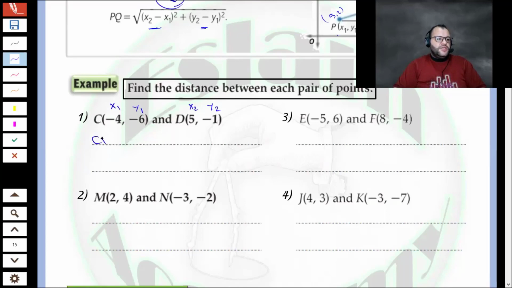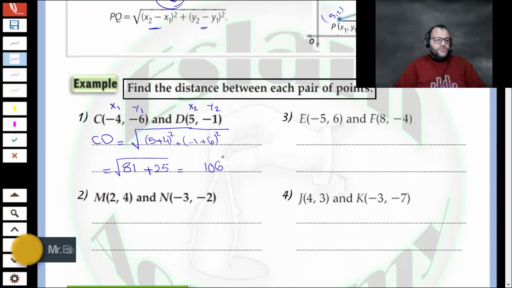To find the length of CD, it will equal the square root of (5 minus negative 4) to the power 2, plus (negative 1 minus 6) to the power 2. So 5 plus 4 is 9, and 9 to the power 2 equals 81, plus negative 1 minus 6 is negative 7... 7 to the power 2 equals 49. 81 plus 49 is 130, under the square root. So this one would be root 130.